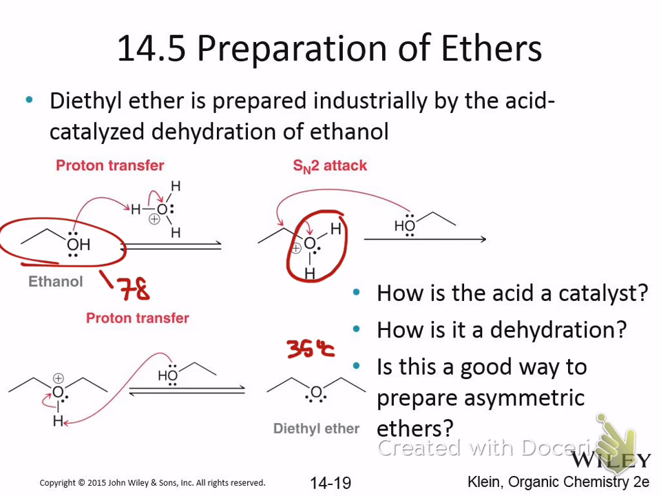Now, if you want to make asymmetric ethers, you could put ethanol and methanol in a reaction vessel, add sulfuric acid to it, and reflux. What's going to happen? What do you get out of that? You get methyl ethyl ether, you get dimethyl ether, and you get diethyl ether. So you get a whole mixture of things. So if you want to make an asymmetric ether, you have to do something else.